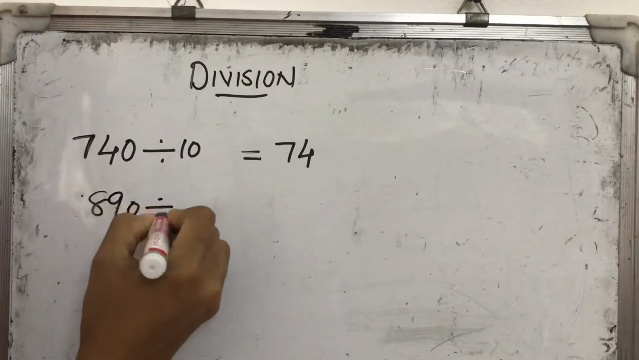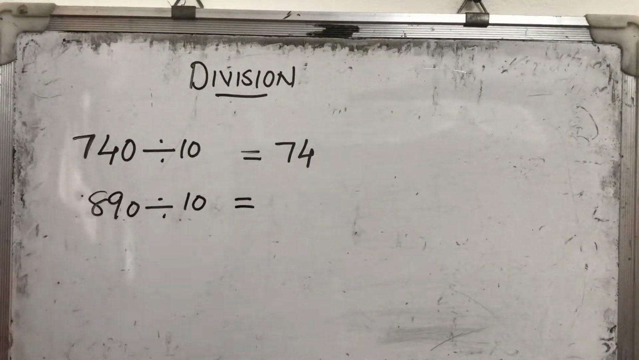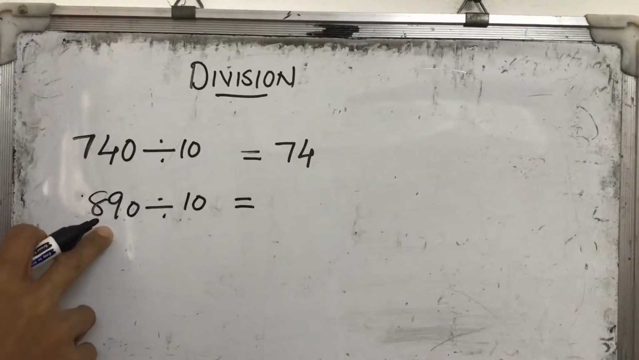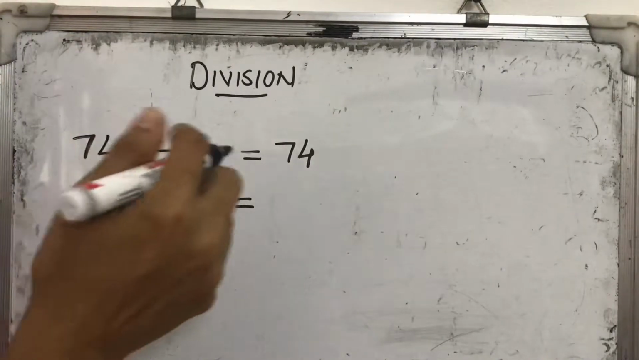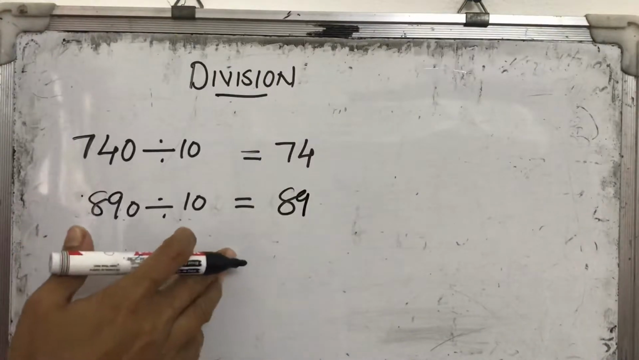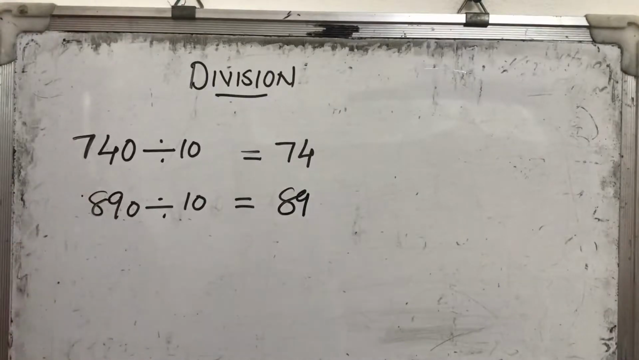Just like another question, 890 divided by 10. What is this division? Its quotient will be 89. Here how many tens are there? 89 tens are there, so 89 is the answer. What will be the remainder? The remainder here will be 0. So it is an exact multiple of 10.